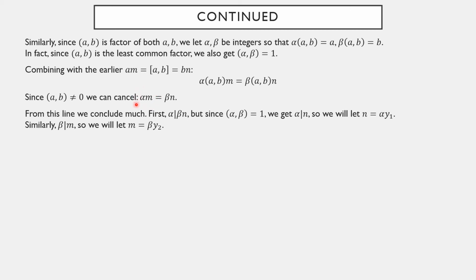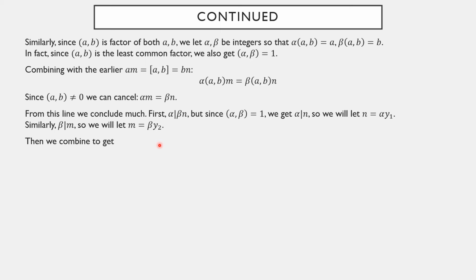Alpha is definitely a factor of this number, which means it has to be a factor of this one because they're the same number. So alpha is a factor of beta N. But since alpha and beta are relatively prime, if alpha is a factor of beta times N, alpha must be a factor of N. So if alpha is a factor of N, let's write it that way. N is alpha times something. But similarly, if beta is a factor of beta M, which is the same as alpha M, then beta is a factor of alpha M, but since alpha and beta are relatively prime, beta must be a factor of M. So let's write M is beta times some other integer.